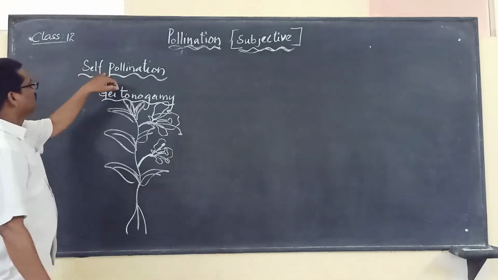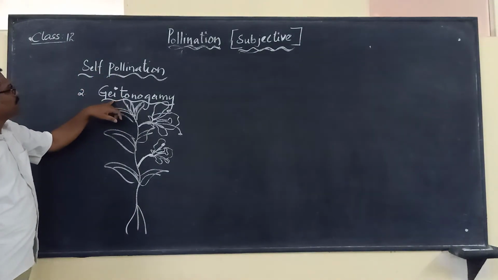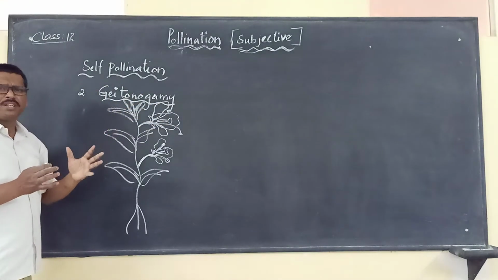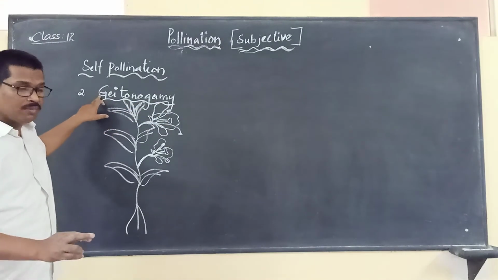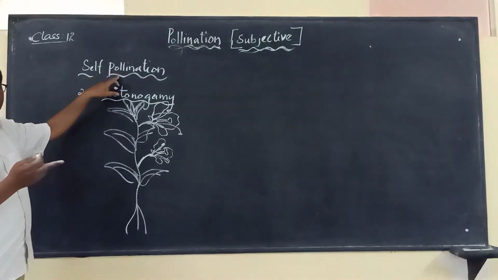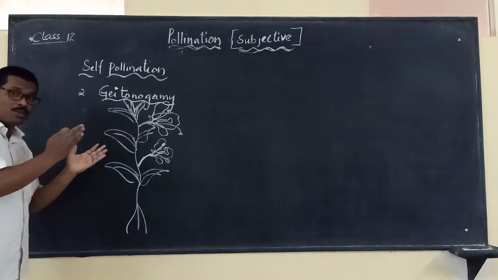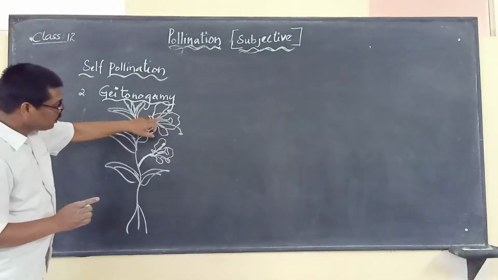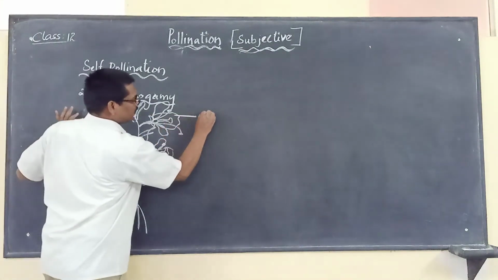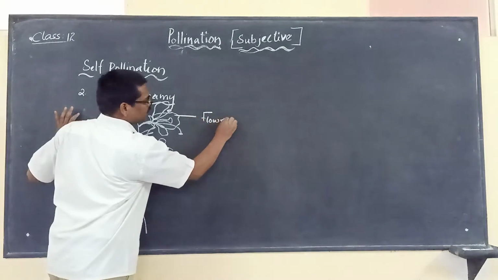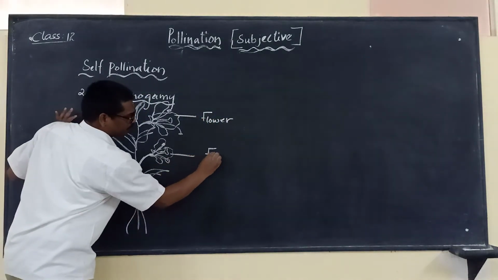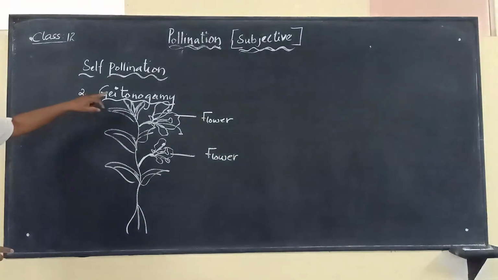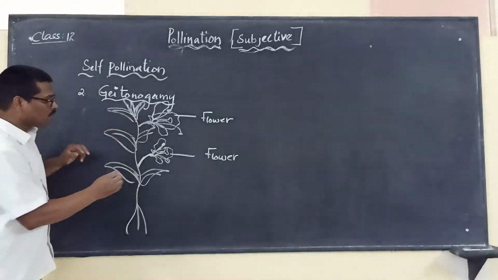So here in self-pollination, the next one is geitonogamy. What do you mean by the word geitonogamy? We already said it is a type of self-pollination. But what is the difference between autogamy and geitonogamy? It is when the pollination is taking place between two flowers. Here is one flower of the same plant, and here is another flower of the same plant, born on the same plant. So geitonogamy means transfer of pollen grains.